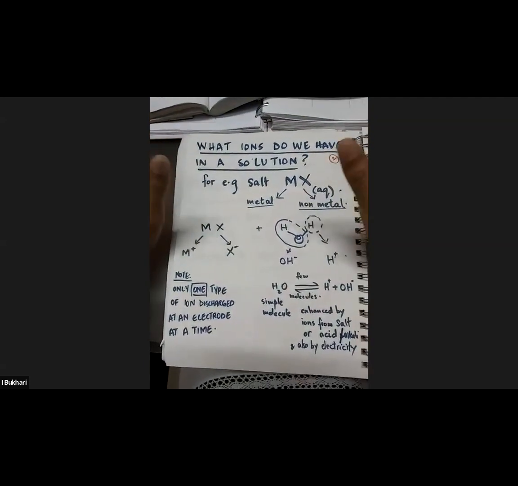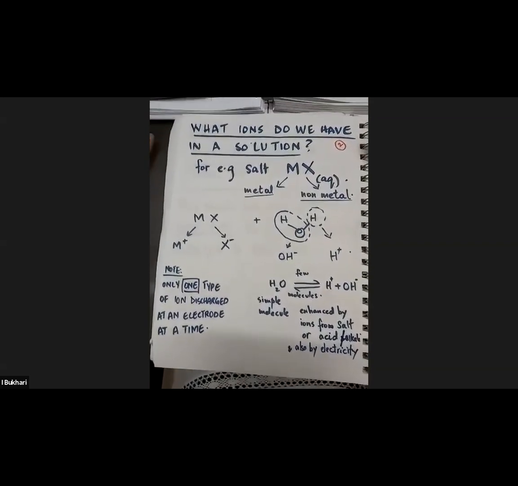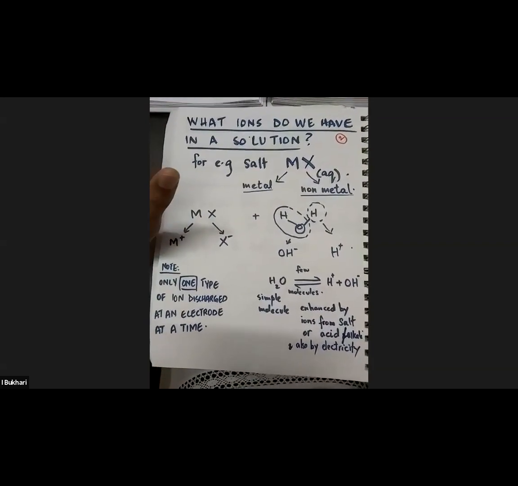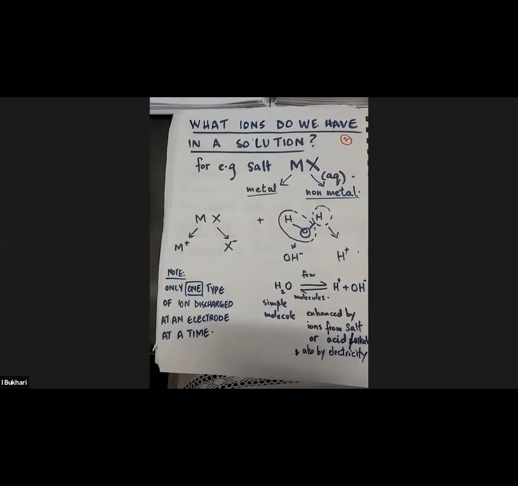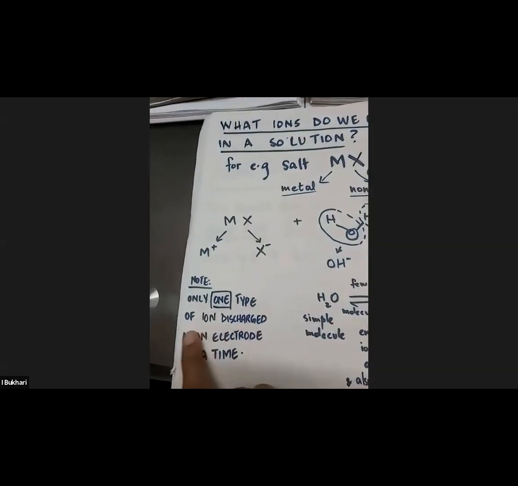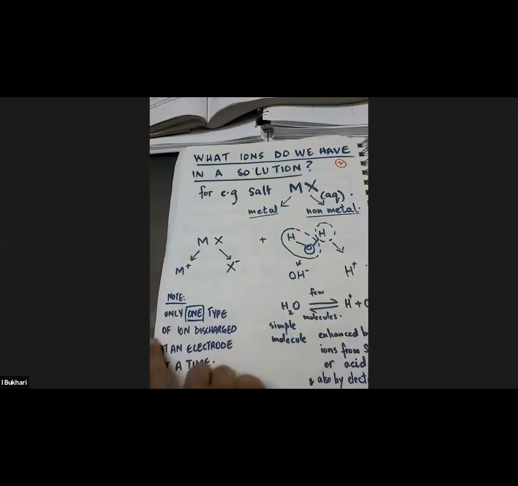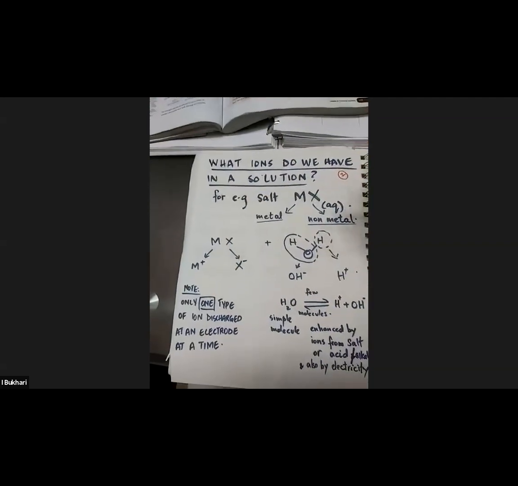Now, I shouldn't say competition, because competition is something that you compete for, right? I shouldn't be using the word competition. It's more like they don't want to be discharged. Why don't they want to be discharged? Okay, we'll come to that. But remember, only one type of ion gets discharged at an electrode at a time. This is written in your book, that only one type of ion is discharged at a time.